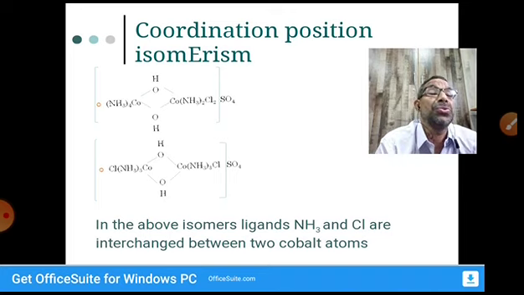This is today's session. In the next session, we continue the class and complete this chapter. We have to discuss stereoisomerism. What are stereoisomers? What are geometric isomers? What are optical isomers? We will discuss with examples.